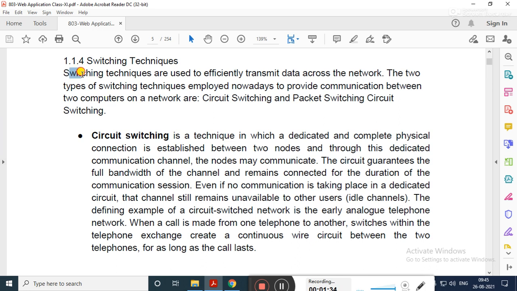Again, I am repeating: what are switching techniques? Switching techniques are used to efficiently transmit data across the network. That means when data is transmitted from one computer to another computer, or one network to another network, or one workstation to another workstation, or one node to another node, we have to use the network.